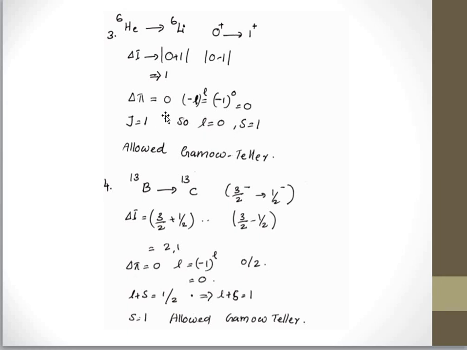So this condition is L is equal to 0, S is equal to 1. So this is known as the allowed transition. Allowed means L is equal to 0. So let us consider another example.